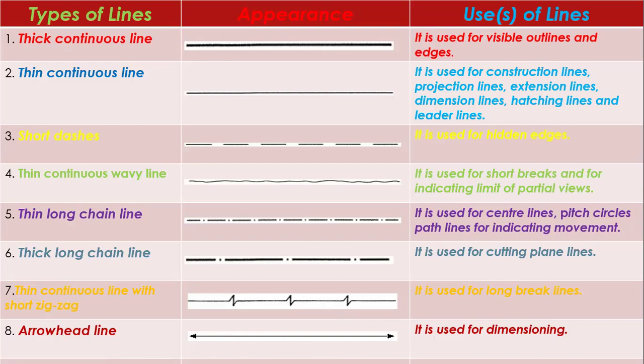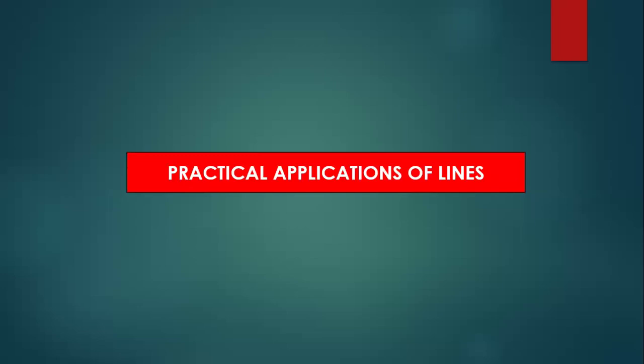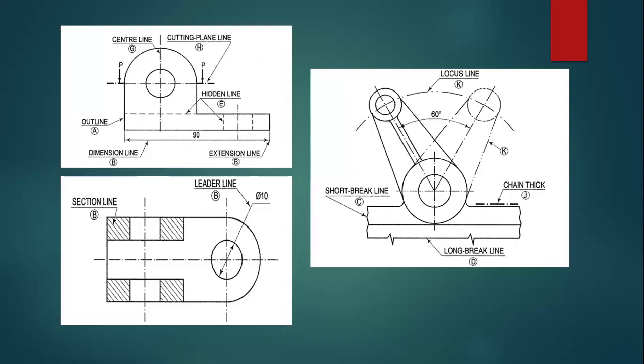So these are the types of lines that we use in technical drawing with their appearances as we have here, and also their uses as we have in this column. Now, let's move on to look at the practical application of each of these lines. Okay. Now, these are the diagrams where the lines have been used, and let's talk about them one by one.